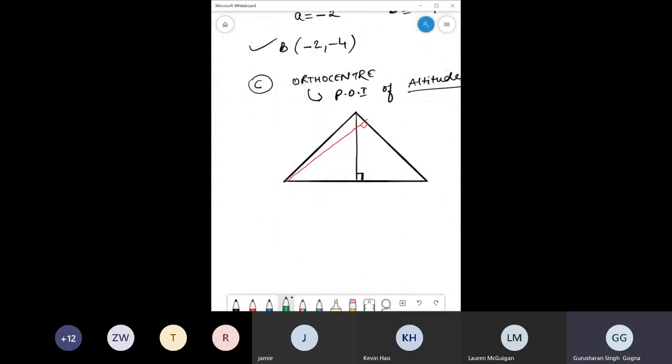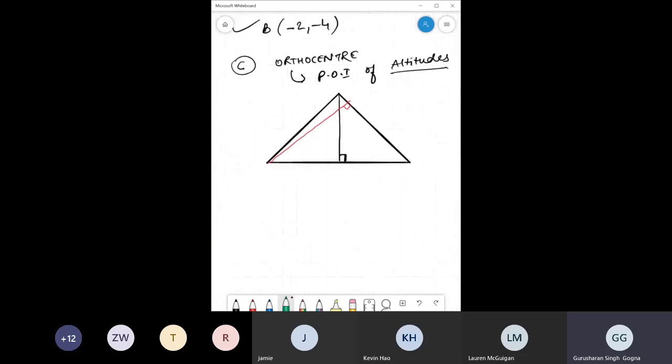Another altitude from this vertex like this. So this is 90 degrees. You need to draw 3 altitudes from 3 vertices, and the point of intersection of these 3 altitudes is called orthocenter. So it's a perpendicular drawn from the opposite side.